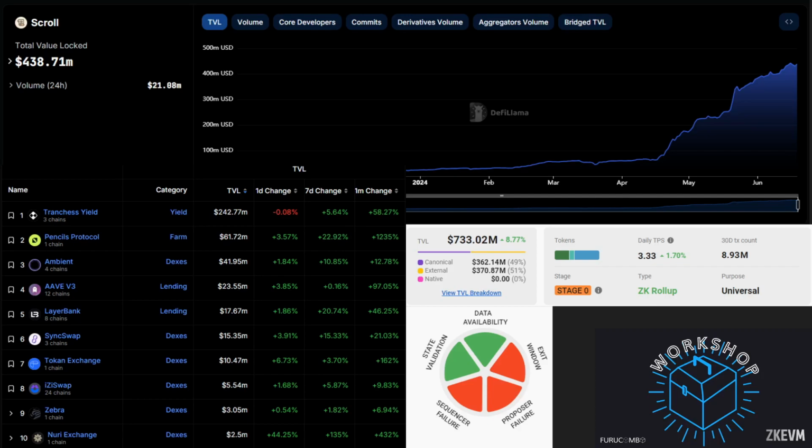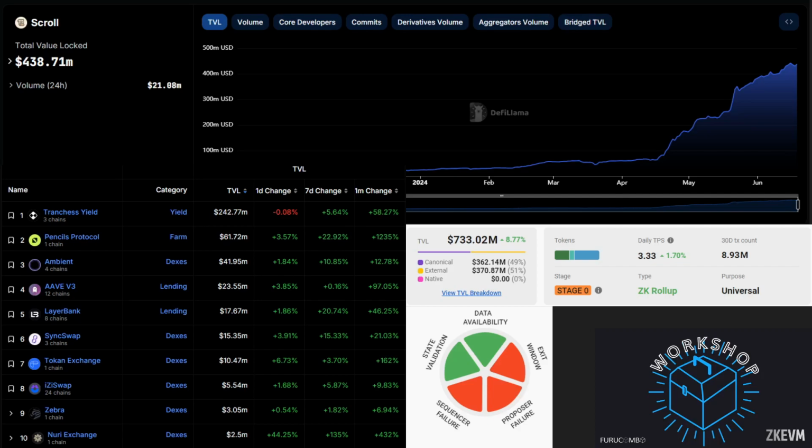The most popular protocol currently on Scroll is a yield platform, so Tranchess Yield. This is a liquid staking platform. So just shy of 250 million TVL. Next is Pencils Protocol. So this is a farming protocol, 62 million.